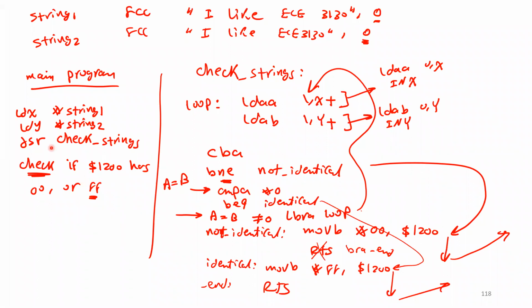So here, after I call the subroutine, now I need to know if the two strings are identical or not. The way you have to do it, you have to check if this one has 00 or FF. Okay, guys. Very interesting. You know why it's very interesting? I'm going to tell you why.